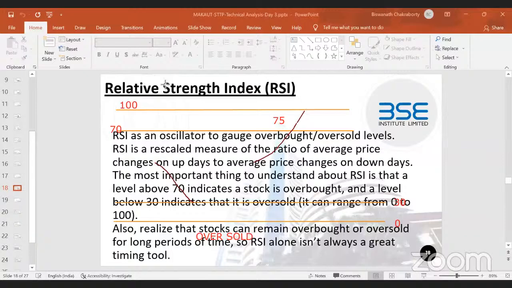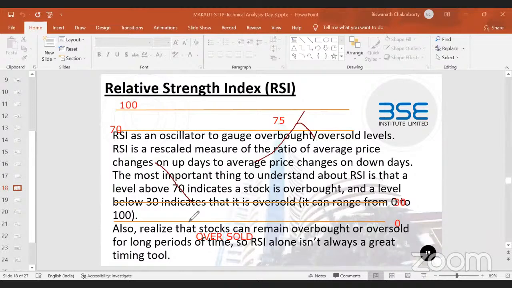So when are we going to sell? When it reacts from 75, starts coming downside, and the value of the RSI is below 70. Now we are going to sell. It means now the market is going to give some reactions. Now the price can be corrected.